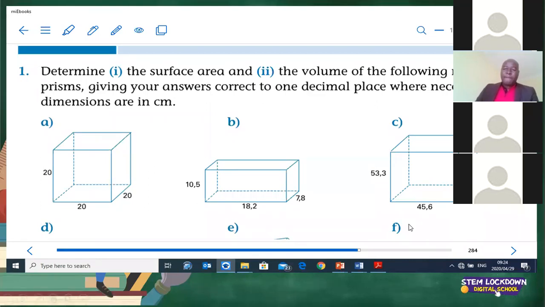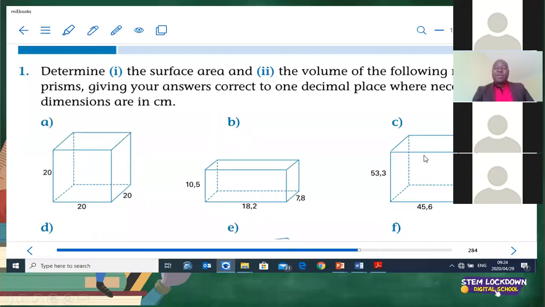Who can tell what is the difference? Yes, Amo. Can you hear me? Yes, I can hear you. The difference is that the faces are not the same length. Thank you very much, Amo. The faces do not have the same length.